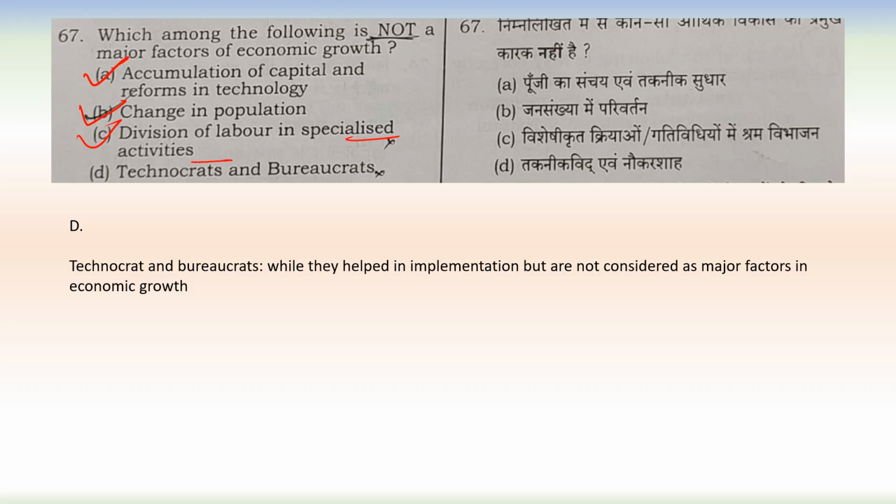Technocrats and bureaucrats. So this is something which is not directly related to economic growth or a factor of economic growth. Technocrats and bureaucrats help in implementation, but are not considered major factors in economic growth. So option D is correct here.